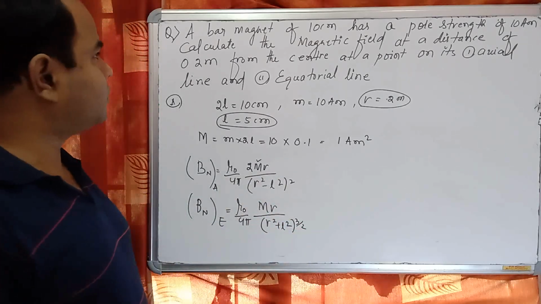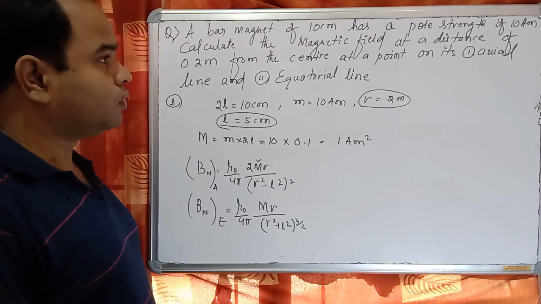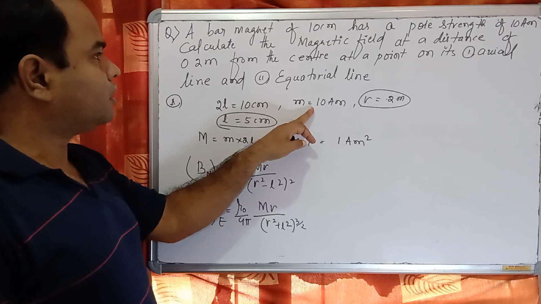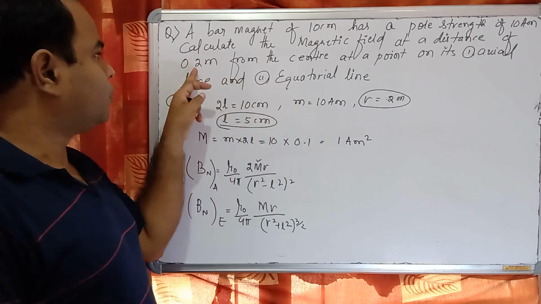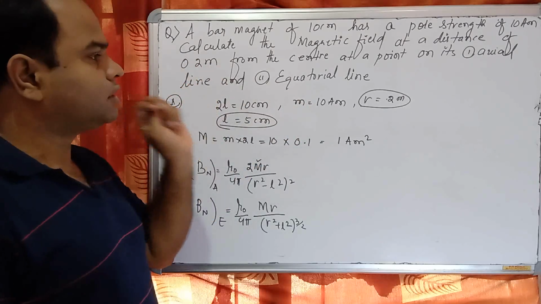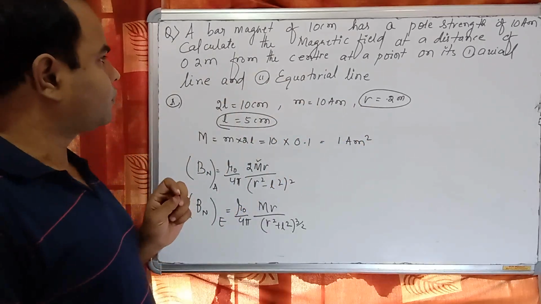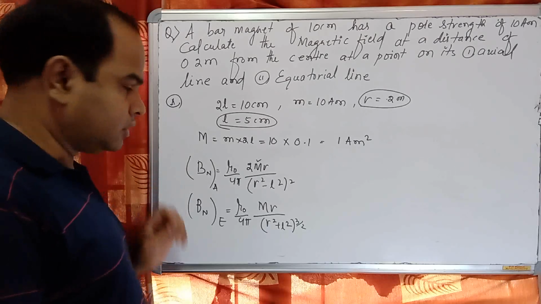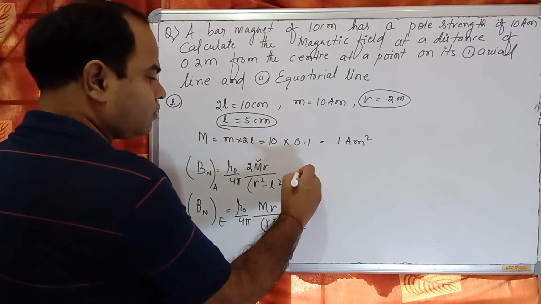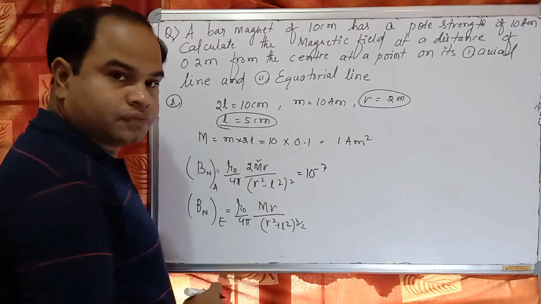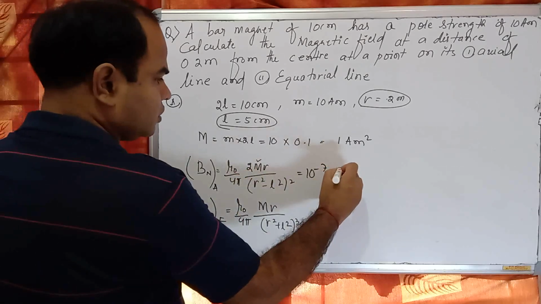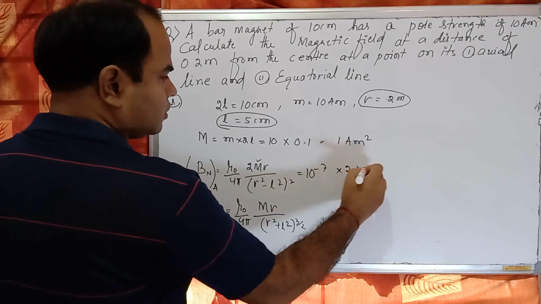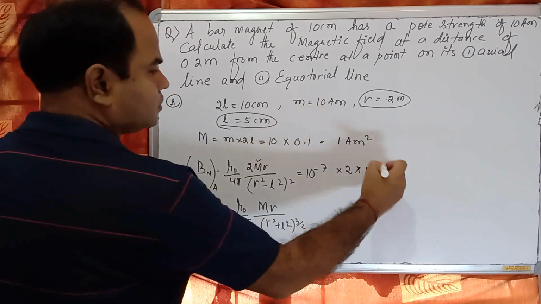Now read the question. A bar magnet of 10 cm has a pole strength of this value. Calculate the magnetic field at a distance of 0.2 meter from the center. So r is 0.2. You have to find the magnetic field at any axial and equatorial point. So the formula will be mu naught by 4 pi, that is 10 to the power minus 7. Okay. This is 2, M is 1, r is 0.2.